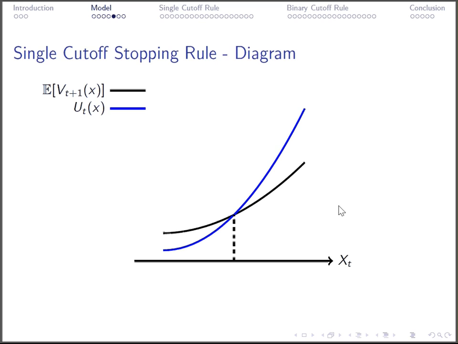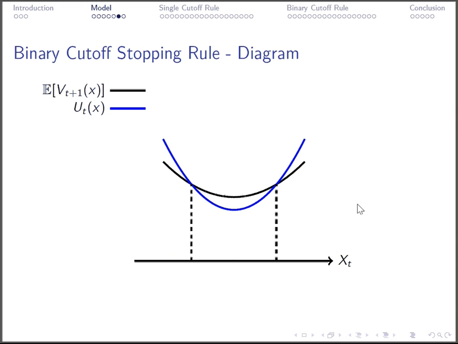And diagrammatically it's like this. So u_t is the blue one, which is on top on the right. Then we stop on the right and we continue on the left. Similarly, for the binary ones, if it's outside, we have the blue line above the black line, so we stop. Inside we have the black line above the blue line, so we continue.